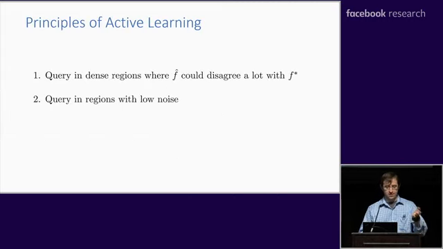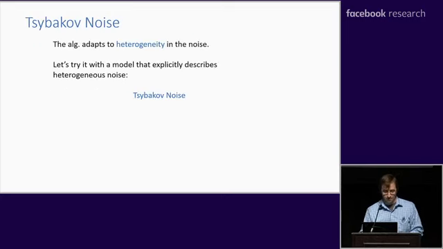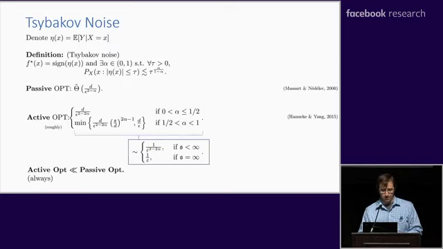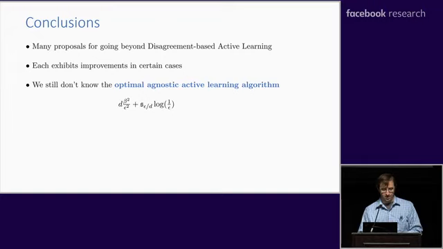And this gives us some motivation for a couple of principles for active learning. We want to query in dense regions where f hat could disagree a lot with f star. That's the kind of thing that disagreement-based active learning does. And then the second part, we want to query in regions that have low noise because those points matter more and they're easier. I will skip over this for the sake of time.